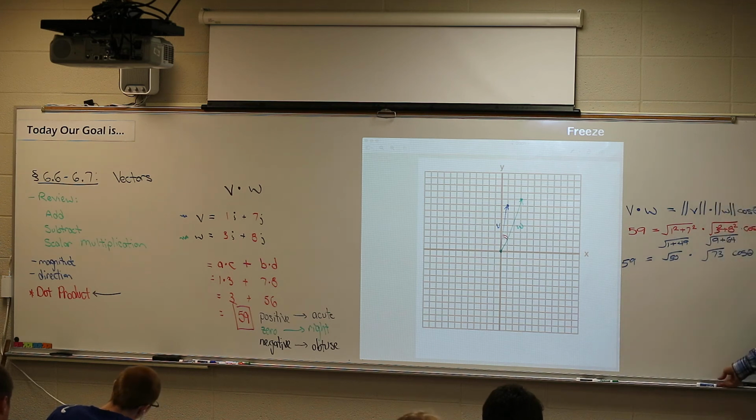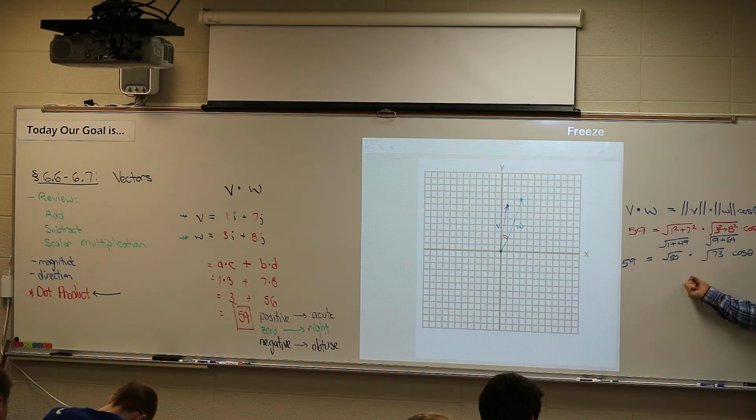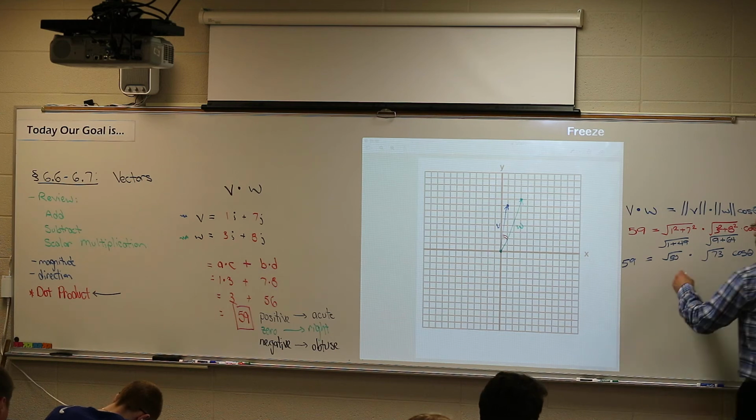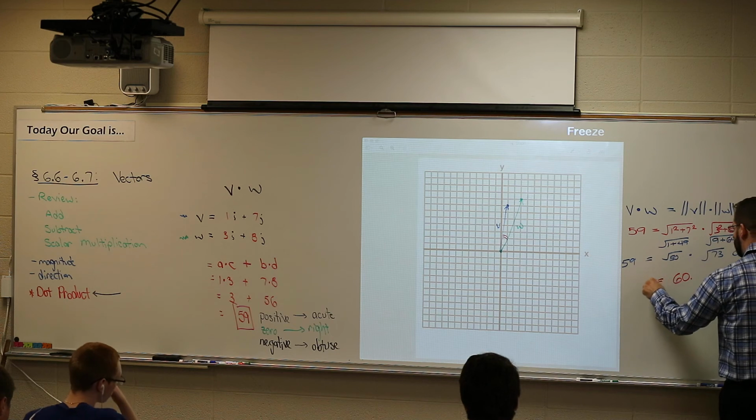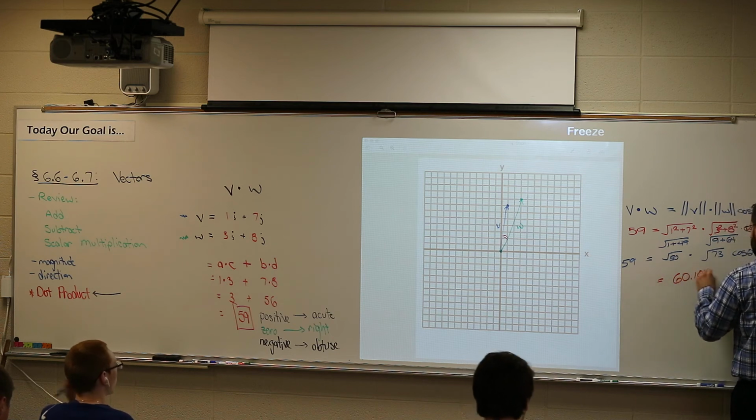Okay, so does everyone understand where I'm coming from with these numbers now? I need somebody to multiply those two square roots together, the root 50 times root 73. Here's what I'm expecting. When we multiply them together, this number will be bigger than 59. 60. Okay, it was 60 point something? I just roughly did it, 60.104. Okay, that's fine.